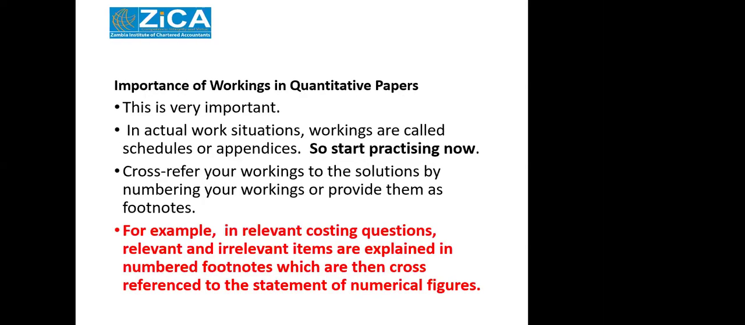Importance of workings in quantitative papers, like the DA9 and CA2.2. Workings are very important. In actual work situations, workings are called schedules or appendices. So start practicing now. Cross-refer your workings to the solutions by numbering your workings or provide them as footnotes. For example, in relevant costing questions, relevant and irrelevant items are explained in numbered footnotes, which are then cross-referenced to the statement of numerical figures.